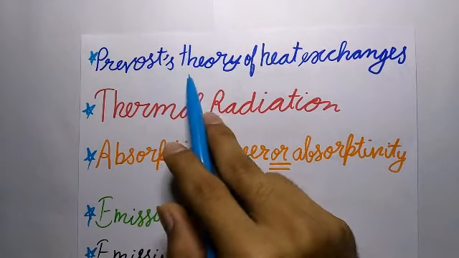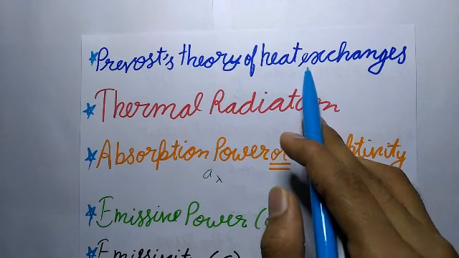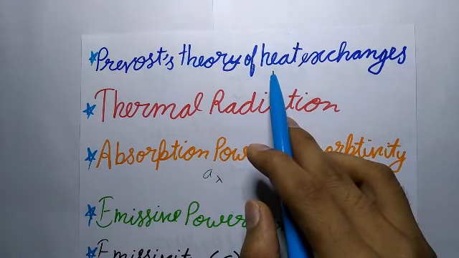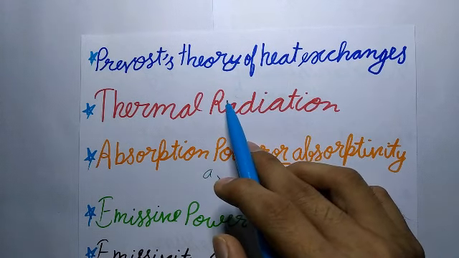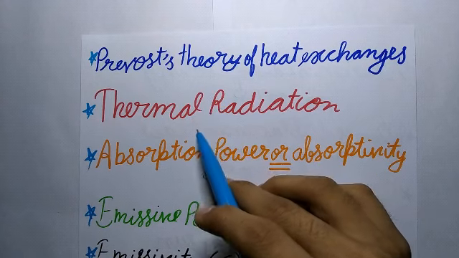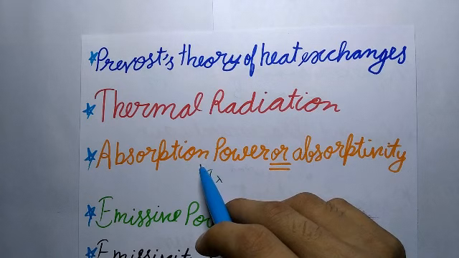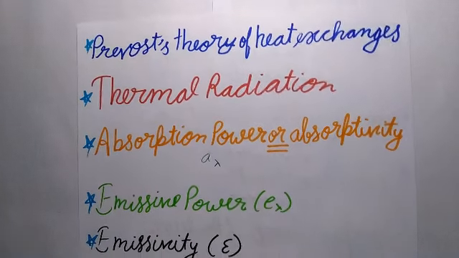Next is Prevost's theory of heat exchange. All bodies emit radiations irrespective of their temperatures. They emit radiations to the surroundings and receive radiations from the surroundings. In the equilibrium state, the exchange of energy between a body and its surroundings occurs in equal amounts.